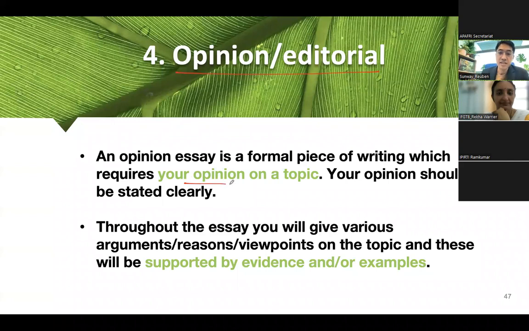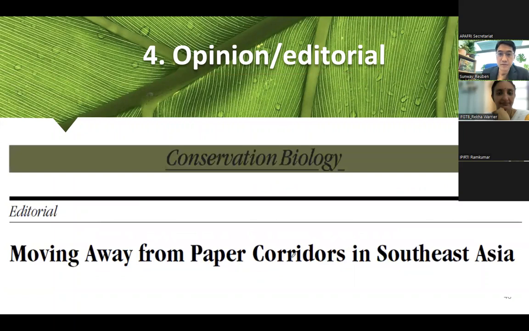Number 4, we have a type of paper called the opinion or editorial kind of paper, where you just present an opinion on a topic. You have a strong opinion about a certain topic on forestry. You are still allowed to write whatever you think, but your opinion should be stated clearly. And throughout your opinion piece, you should give various arguments, reasons, or viewpoints on the topic and support these with the relevant evidence.